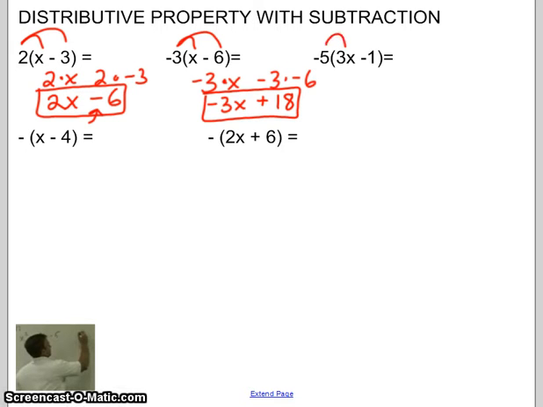Negative 5 times 3x, and negative 5 times negative 1. Alright, negative 15x. And negative 5 times negative 1 is positive 5.